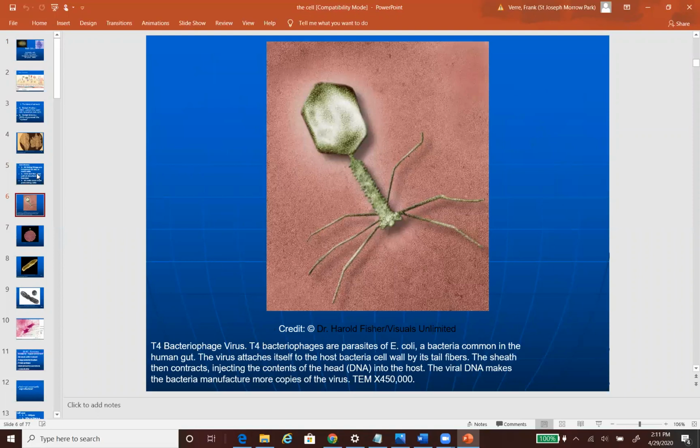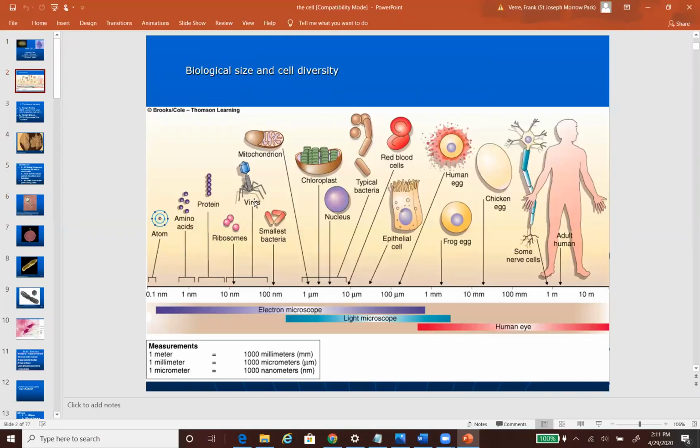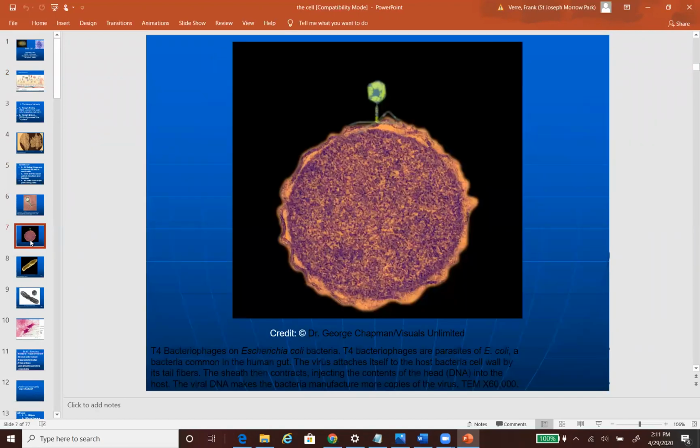So then what's a virus? Something like COVID-19. Well, viruses are not made up of cells. The scale says that viruses are much smaller than cells. So for example, here's a virus, and here's the smallest bacteria. So you see viruses are things that would actually even attack bacteria. So they're not made of cells.